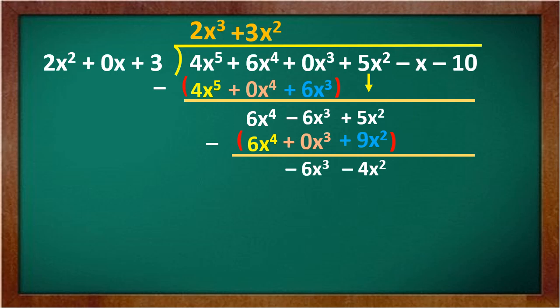So check nyo sa calculator kung sakto. Kasi ang operation natin sa integers, di ba? Subtraction. Ang ginagawa, proceed to addition, then change the sign of the subtrahend. So 5 plus negative 9, negative 4x squared. So para makasigurado kayo, use your calculator. And then bring down negative x.